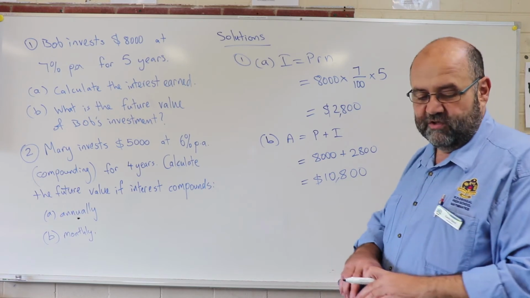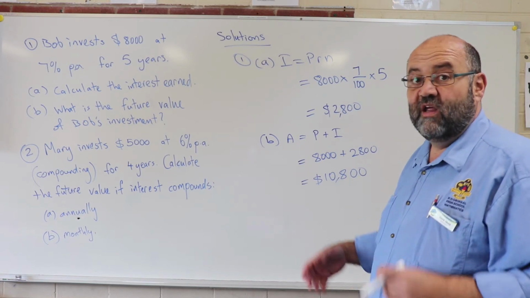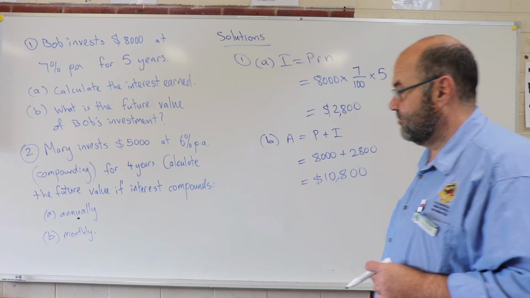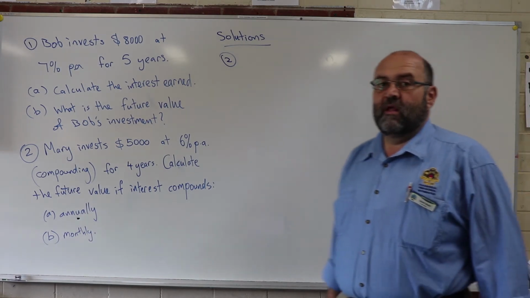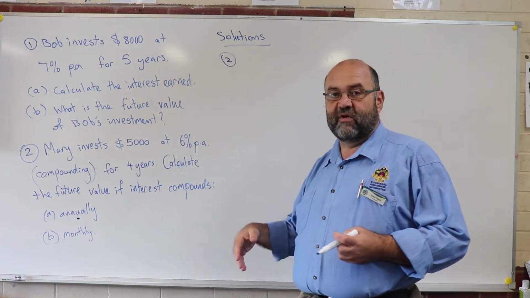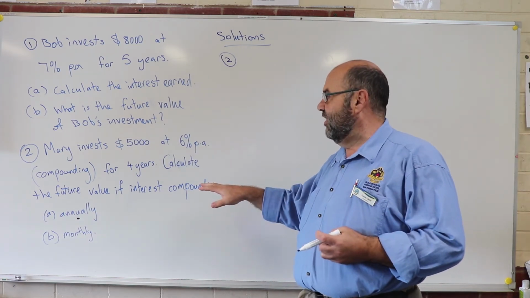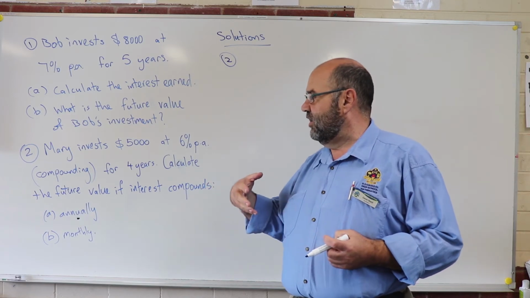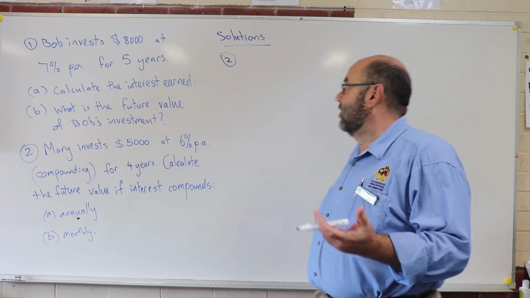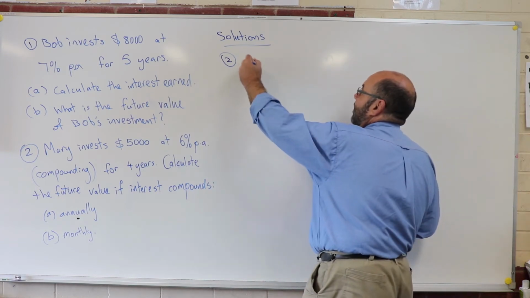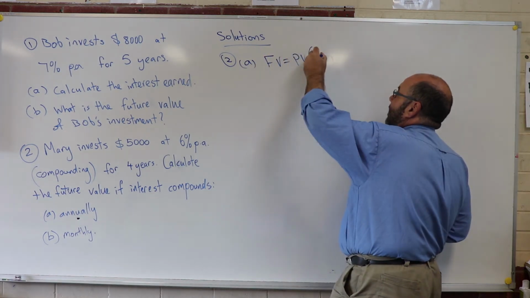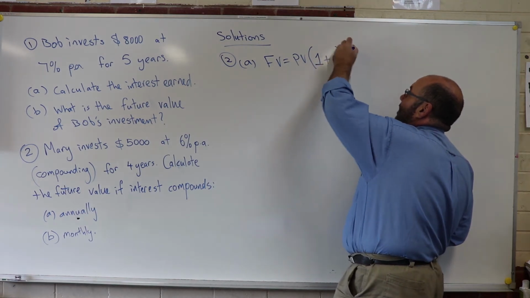All right, we're going to get rid of the solution over here now for question 1, and we're going to look at question 2, where Mary's got her money compounding. Righto, so Mary's investment is $5,000 at 6% per annum. It's compounding interest for 4 years. We want to calculate her future value if her interest compounds annually. Well, what's our formula? Our formula is that our future value is our present value times 1 plus r to the power of n.